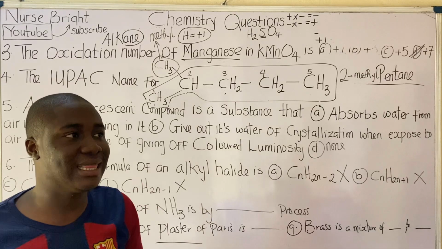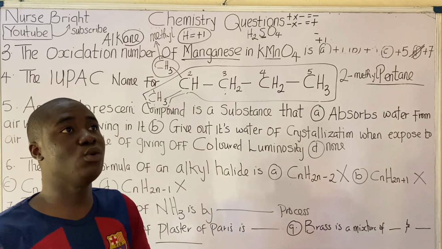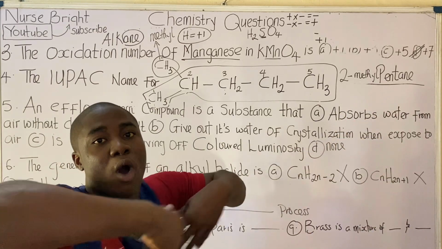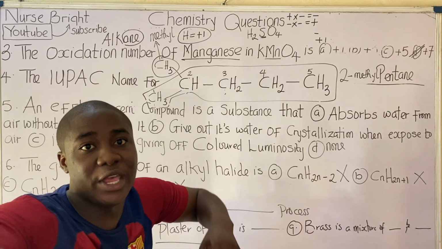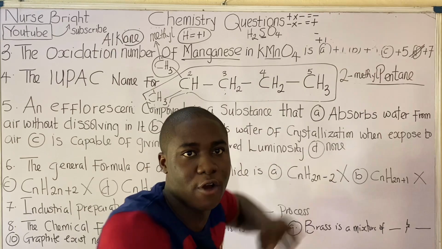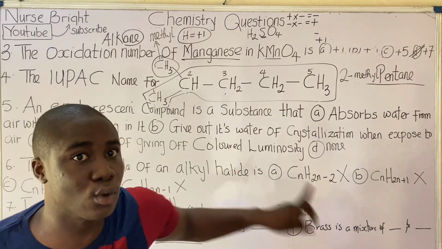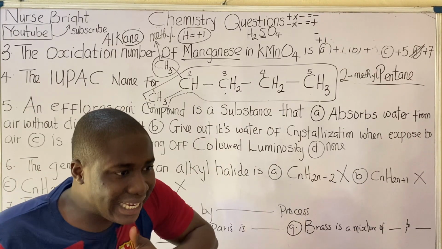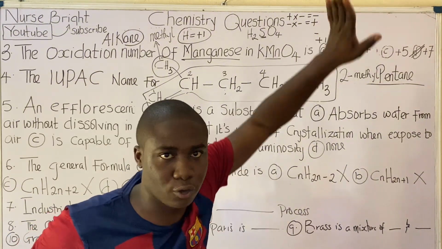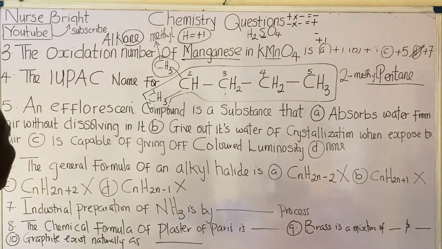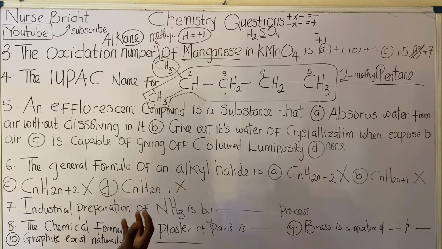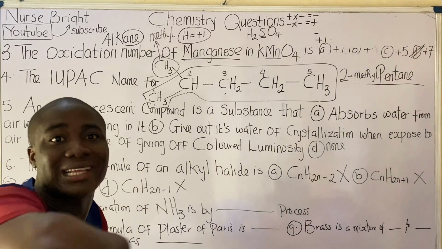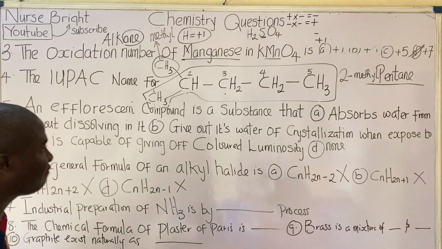What did I say? I said that efflorescent compounds, when they are exposed to air, the water found in them will be given off. That's what you should know for efflorescent. That's what you should find in this option. The water they have should be given off to the surrounding. So let's go. Absorb water from air. Do they absorb water or is their water given up? Their water is given up. Option A can never be the answer.